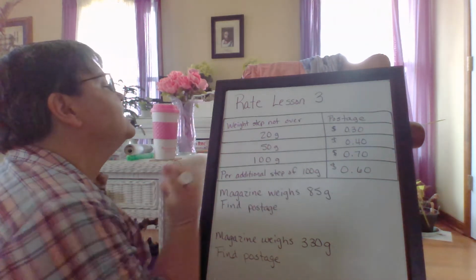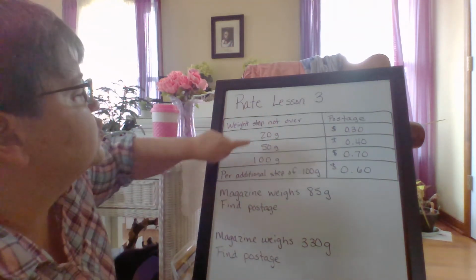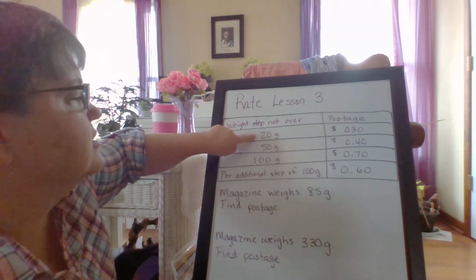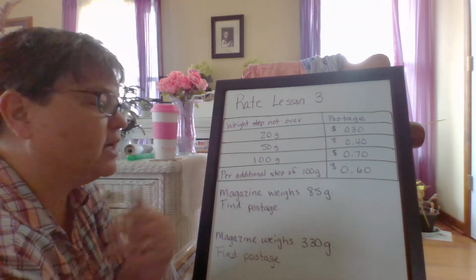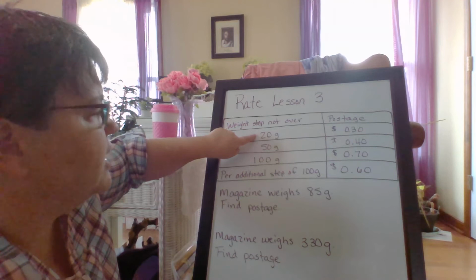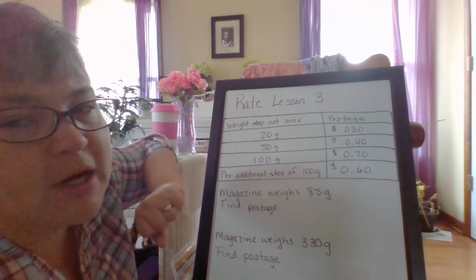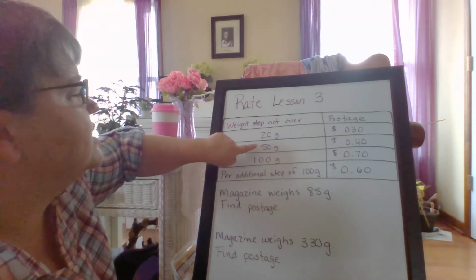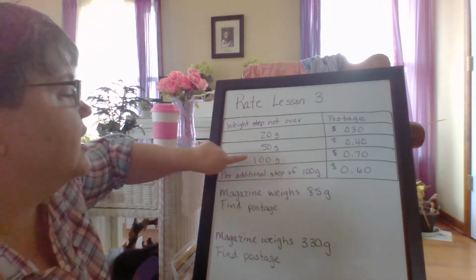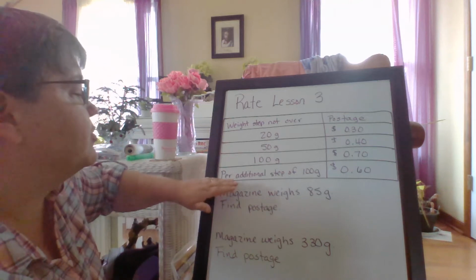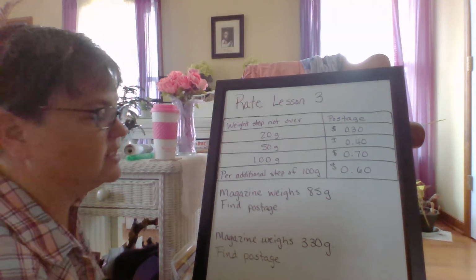So if you want to send something that weighs 20 grams or less, you weigh it, and they have these scales, and you put your envelope or your package on the scale and they weigh it. 20 grams, you're going to pay 30 cents in postage. Now, these are good postage rates. They're much higher nowadays. If you were going to send something that weighed 50 grams, you'd pay 40 cents. 100 grams would be 70 cents. And per additional step, so every 100 it goes over that, you're going to pay 60 cents.